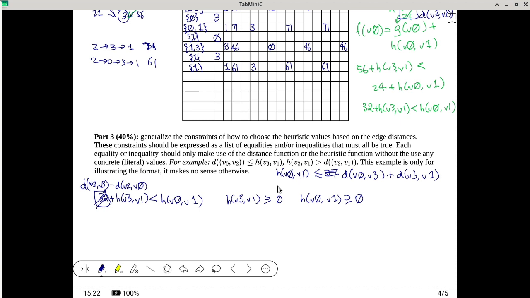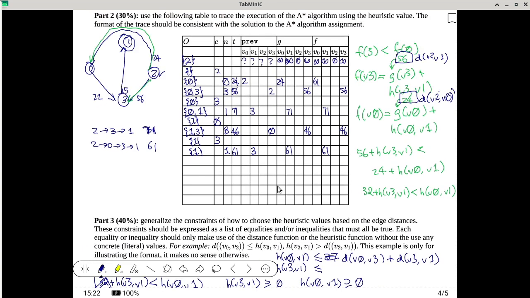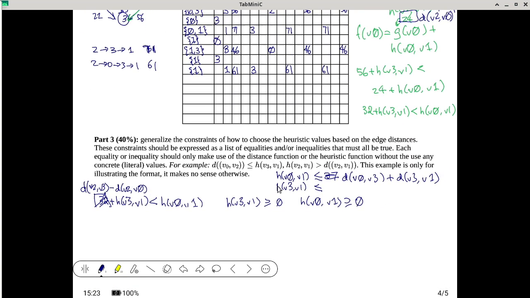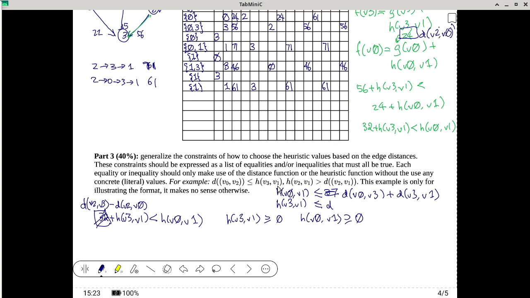And v3, v1 also has its own upper bound. So h of v3, v1 also has its upper bound. When we look at the picture of the graph, that's a really easy one. It's just the distance of the edge from v3 to v1, because it's a single edge path. So this just has to be less than or equal to d of v3 v1. Is that okay?